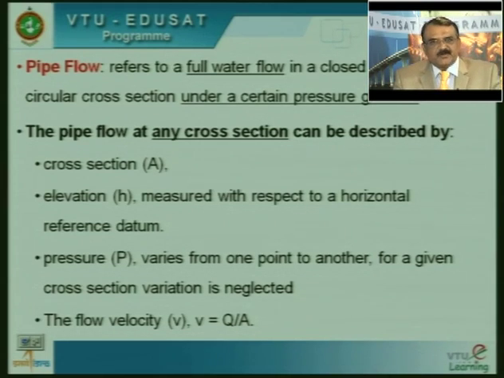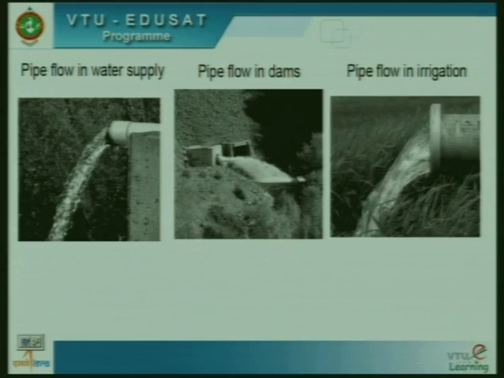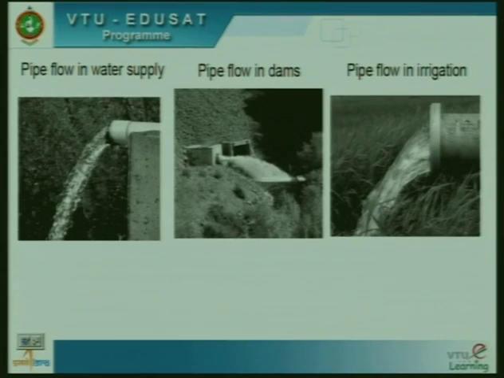Finally, we need to calculate how much quantity of water is flowing. For that, we use the continuity equation Q = A × V. Depending on the unknown, we use Q = A × V or V = Q divided by A. I have shown a couple of figures here. The first one is pipe flow in a water supply. The second one shows the velocity at which water is emerging from the dam, and this one is the pipe flow in the case of an irrigation pipe.